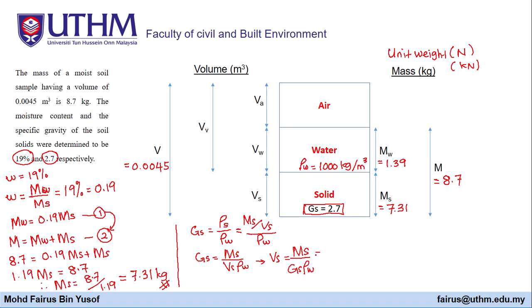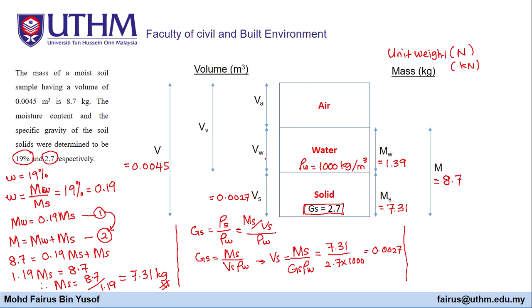Alright, so the value here: MS equal to 7.31, divided by GS is 2.7, and the density of water is 1000. Then you can get the value here is 0.0027. So you write here VS equal to 0.0027. So this is the value of VS.